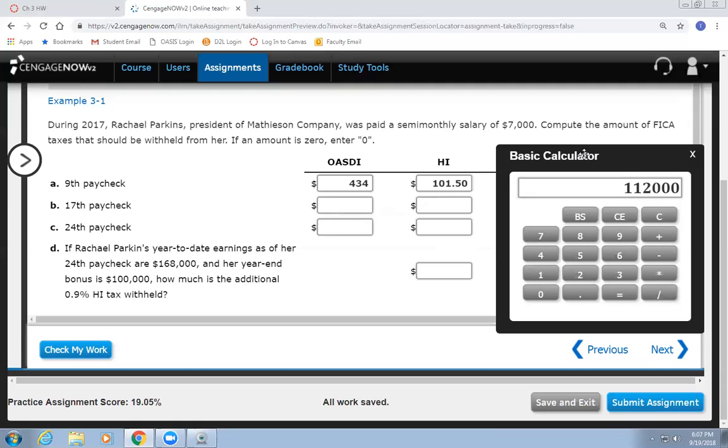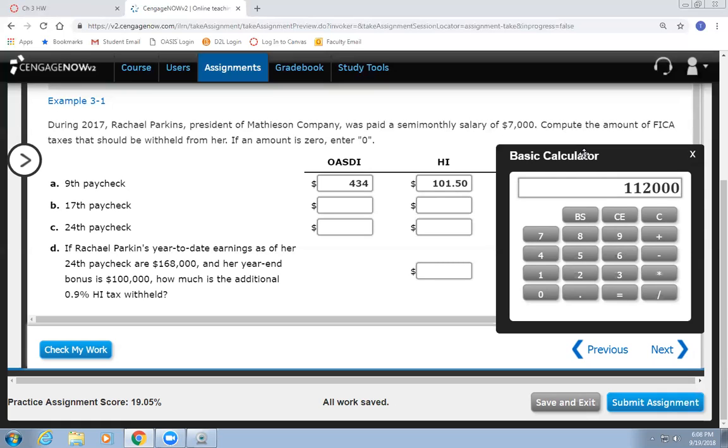So if I take $118,500, the limit, and I subtract out her current gross pay, I get $6,500. That's all that she still owes the 6.2% on. Okay, so that's how I do it. You can do it backwards. I've done it backwards too, but I think this makes more sense. Hopefully for you guys. But however you get to it, I know that out of her 17th paycheck, or out of any of her remaining pay for the year, she's only going to owe Social Security taxes on $6,500 more dollars.